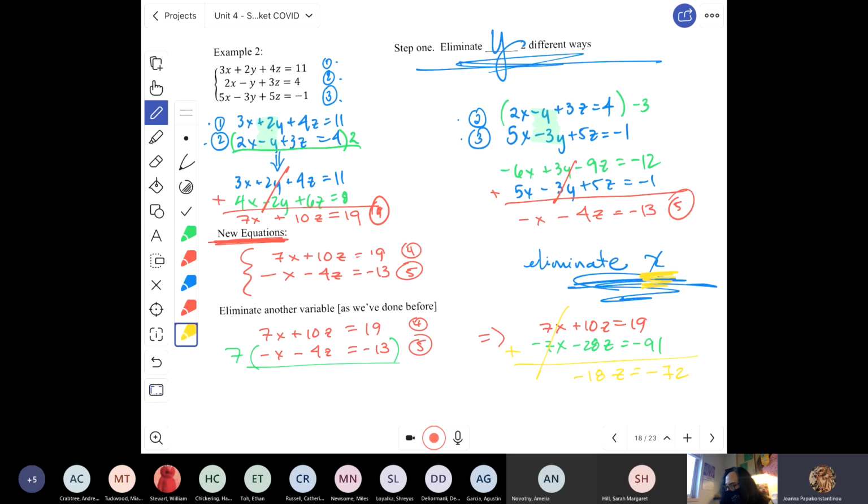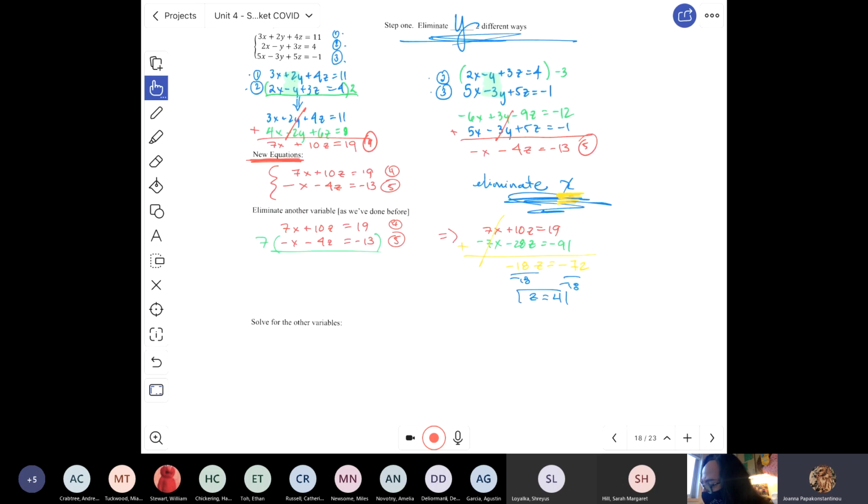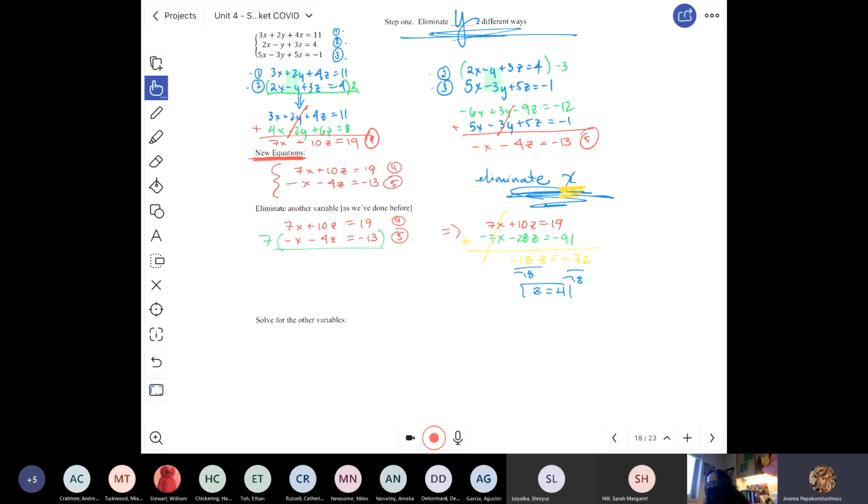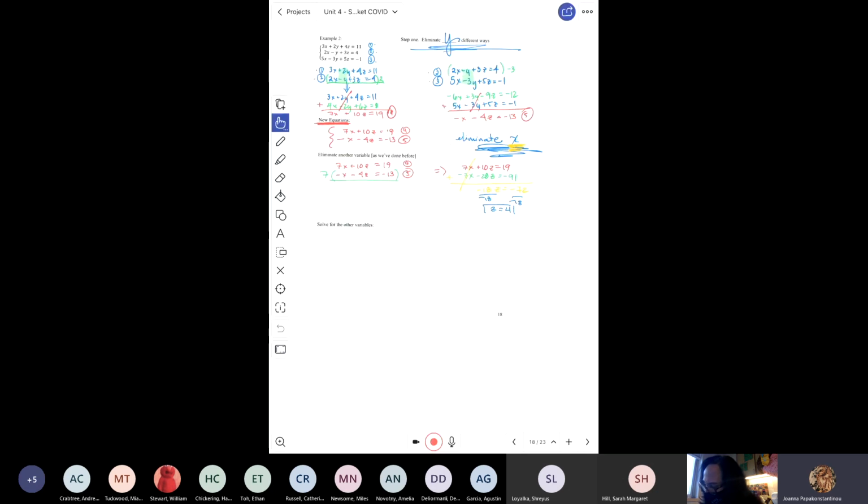What would I do next? So I divide by negative 18. And what do I get for z? Positive 4. Yes. Now, don't even think you're done. Remember, if I'm trying to find a unique solution, then I'm looking for an x, a y, and a z.